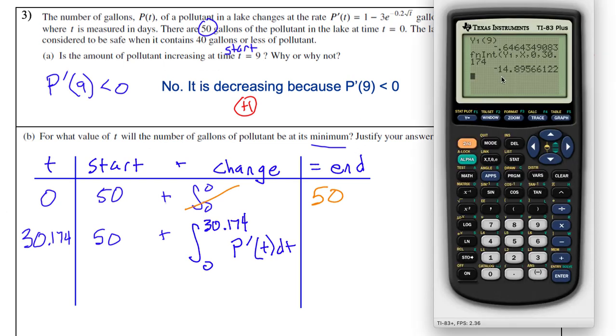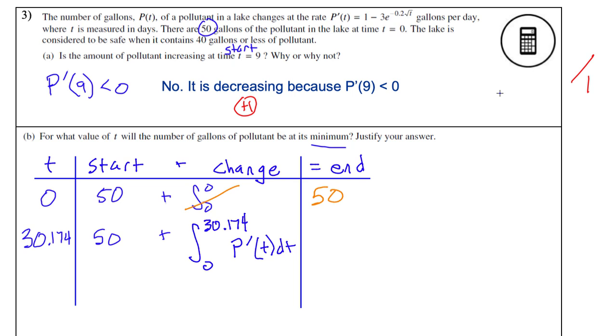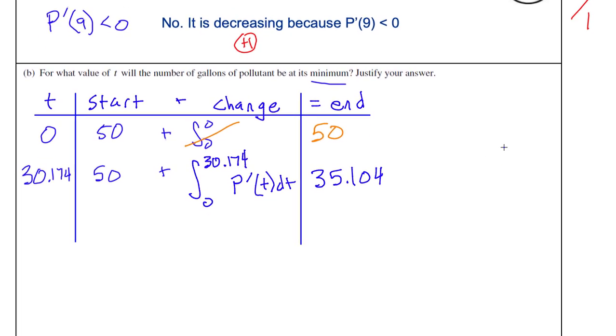We got negative 14.896, and then I'm going to add that to 50, right? I forgot to do plus 50. Plus 50, and I get 35.104. We're looking for the minimum. Which one is smaller, 50 or 35.104? It's clearly 35.104. Let's type in our answer now.